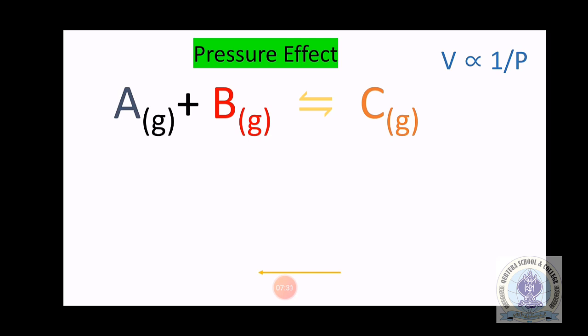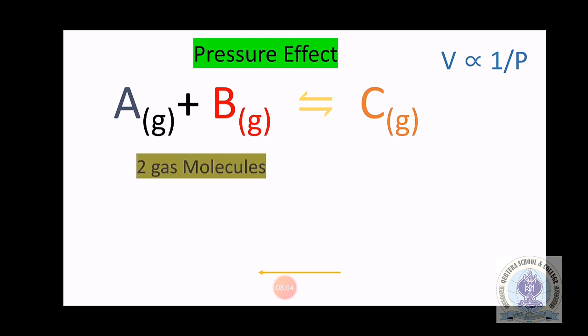this is a general reaction in which A plus B react and give us C. The subscript G means that all the substances are in gaseous form. So in the forward reaction, two gas molecules react and give us one gas molecule, while in the reverse reaction, one gas molecule decomposes and gives us two gas molecules. Now what will happen when we change the volume or the pressure?